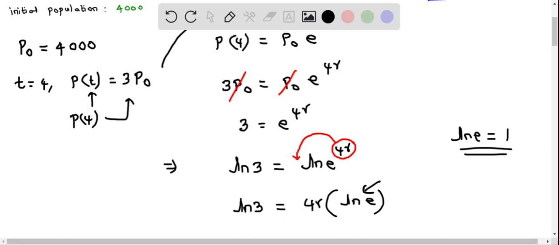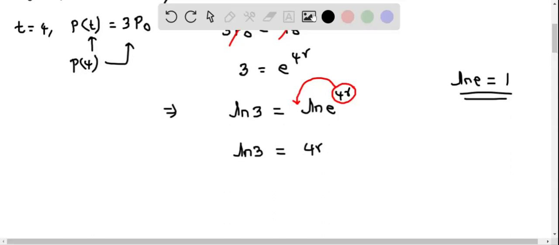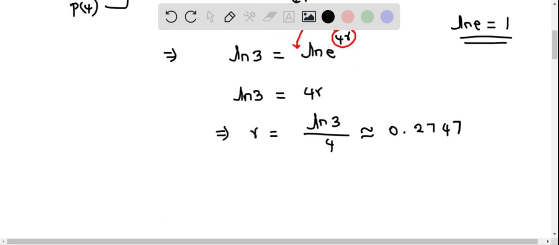We know that the natural logarithm of e is 1. So I'm going to replace this quantity by 1, and this means I can just remove this factor, natural logarithm of e, because 1 times 4r is just 4r. Now we solve for r from this equation. This implies r equals, we divide both sides by 4, natural logarithm of 3 over 4. And when we plug this into the calculator and approximate to 4 decimal places, we get r is approximately 0.2747.